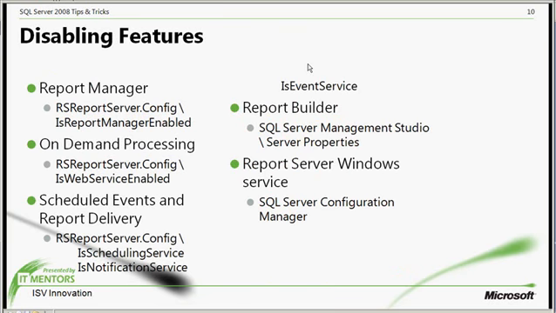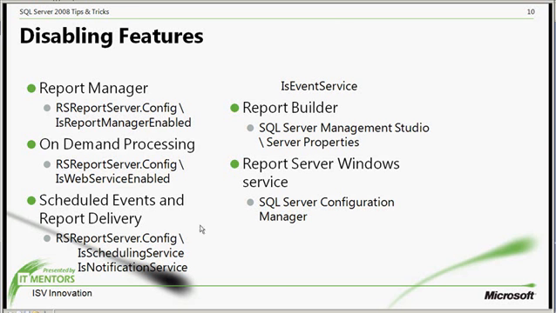So the config files that you see listed here, there is one called reportserver.config. The way you would read this is rs-reportserver.config. That's the name of the file, and then IsReportManagerEnabled is an attribute that is available. So you can see that we can enable the report manager from within there. We can enable on-demand processing, so that's disabling the web service, same file. In that file we can also specify how we want to deal with scheduled events and report delivery, so the push-pull functionality of reporting services.